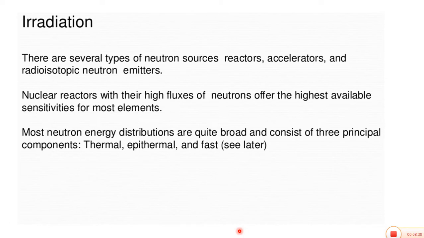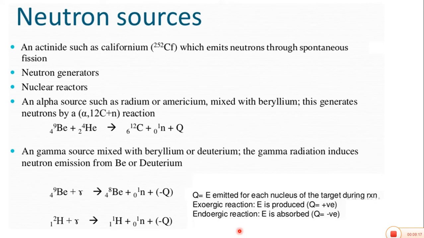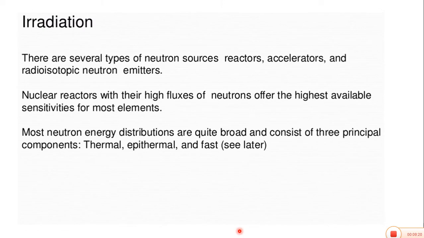So irradiation is carried out in two ways, as you know. One is photon and the other is neutron. There are several types of neutron sources: reactor, accelerator and radioisotope neutron emitter, which are used in this process. But a nuclear reactor, with its high flux of neutrons, offers the highest available sensitivity for most elements. Most neutron energy distributions are quite broad and consist of three principal components: thermal, epithermal and fast neutrons. Out of these three kinds of neutron, the thermal process is much better because it gives a high flux of neutrons with good energy.